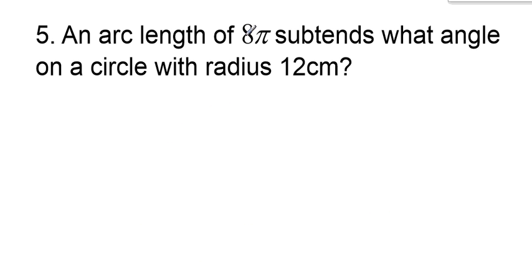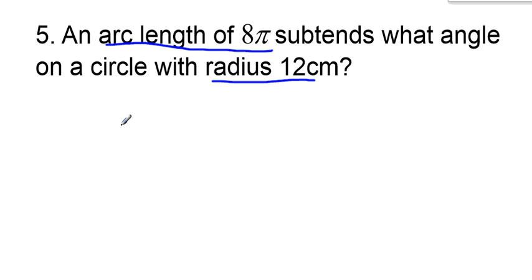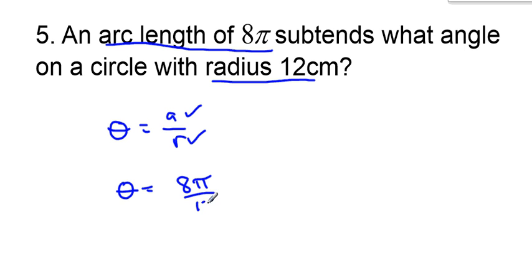So let's try another one with an exact value. It says an arc length of 8 pi subtends what angle on a circle with radius of 12 centimeters? So the arc length is 8 pi and the radius is 12. So here's my formula. And this time I know the arc length and the radius, so I don't have to rearrange anything. So 8 pi divided by 12. So the angle is 8 over 12 reduces to 2 over 3, so 2 pi over 3.